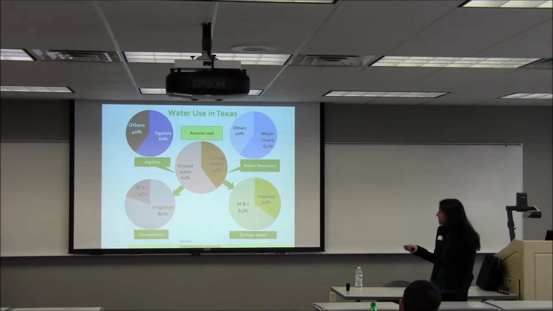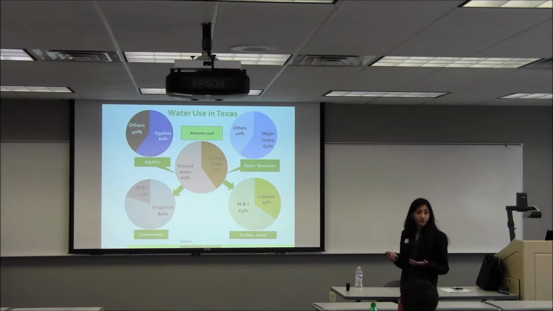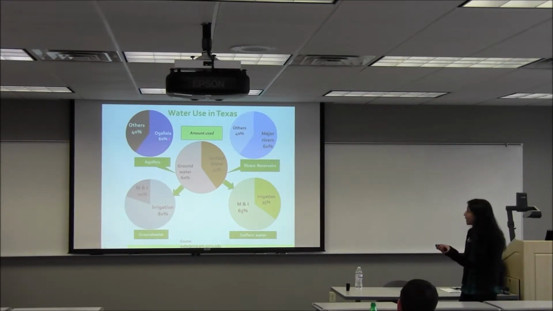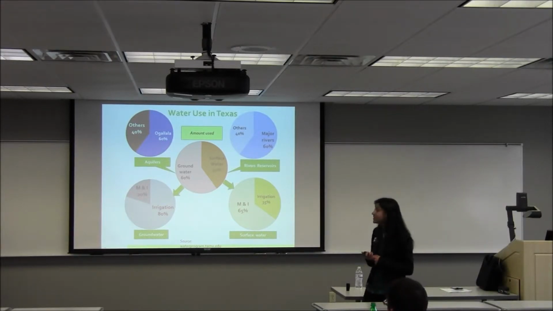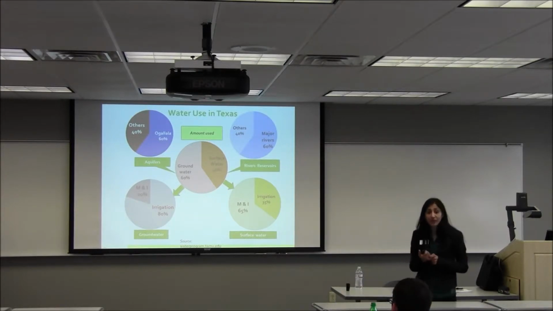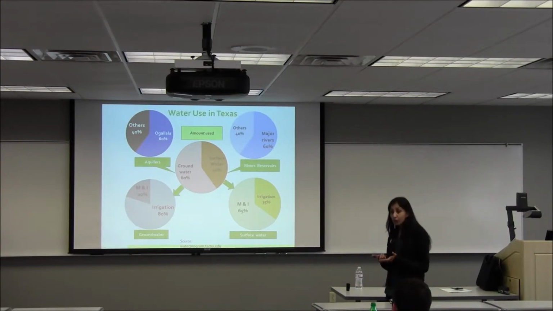And out of this 60%, that's groundwater, pretty much provided for by the aquifer. There are so many different aquifers in Texas. And out of that, one of the major aquifers is the Ogallala Aquifer, which accounts for about 60% of the total groundwater supply in the state of Texas. And it's one of the biggest aquifers, not only in the state, but also in the country. Okay?